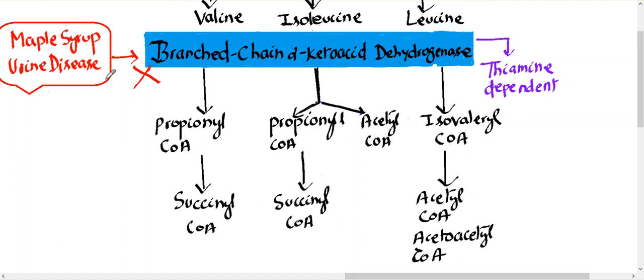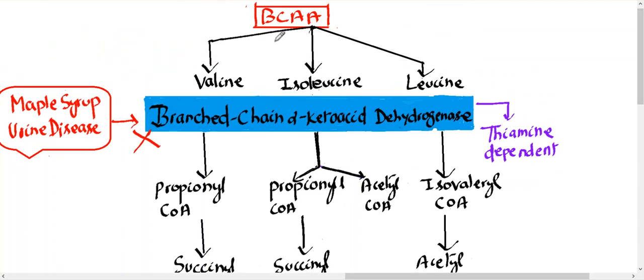Now in maple syrup urine disease, there is a deficiency of the branched chain alpha ketoacid dehydrogenase enzyme. When there is a deficiency of this enzyme, there is a buildup of these branched chain amino acids like valine, isoleucine and leucine, especially leucine, which is neurotoxic. That is why this child was presenting with poor feeding, lethargy and then hypertonia. They are also very irritable.